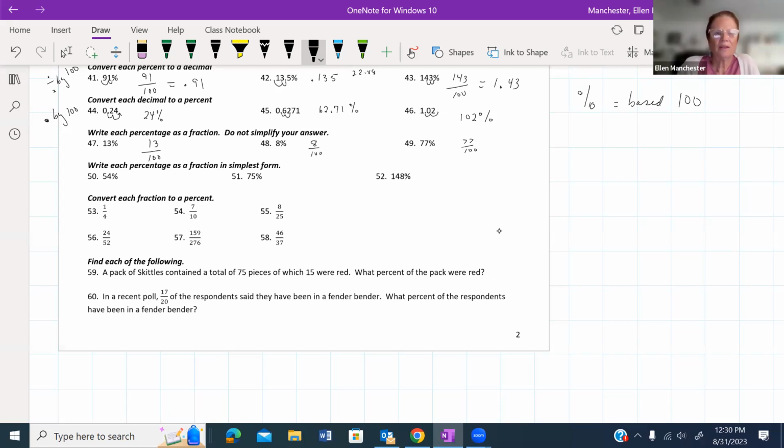Okay, and then the last few, in simplest form, you guys already know how to do this. I'll just do one of them. So this is 75 out of 100. We're going to reduce it by 25 each because quarters go into both of those. So 75 divided by 25 is 3. 100 divided by 25 is 4. There is your reduced fraction. So that is the percentage written in simplest form.